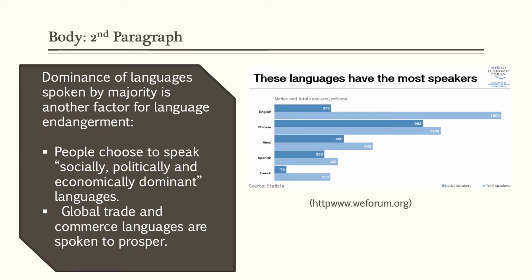The second paragraph states that the dominance of languages spoken by a majority is also a factor to be considered. This figure given here shows the languages with the most number of speakers. This points out that socially, politically, and economically dominant languages are what a person opts to learn first. Communication in terms of trade and commerce is made possible by speaking these languages, and so they seem like a requirement to prosper.